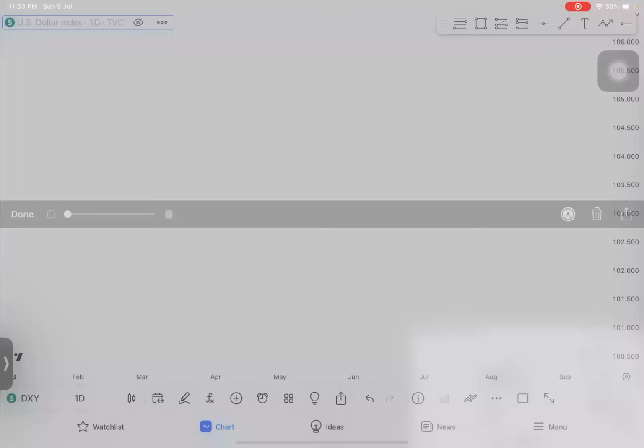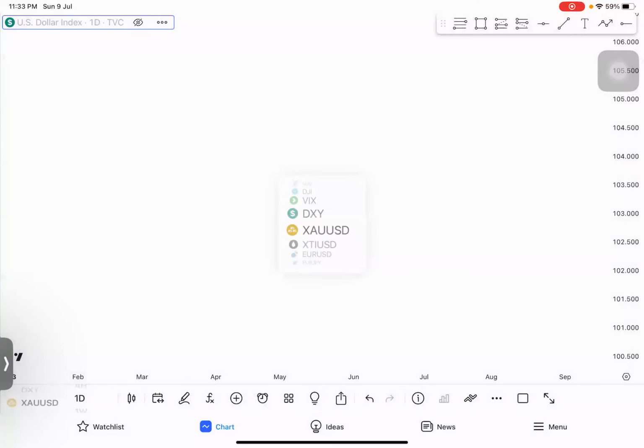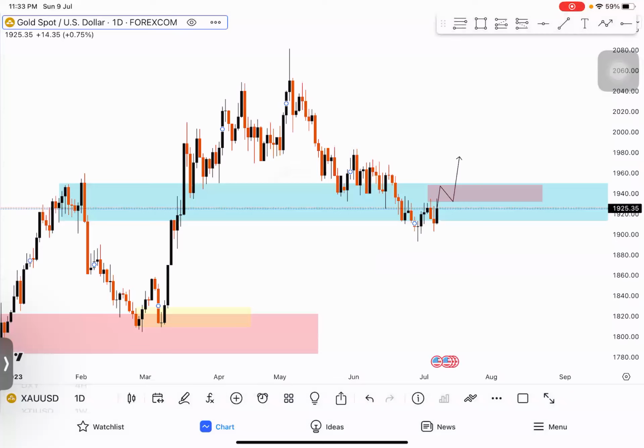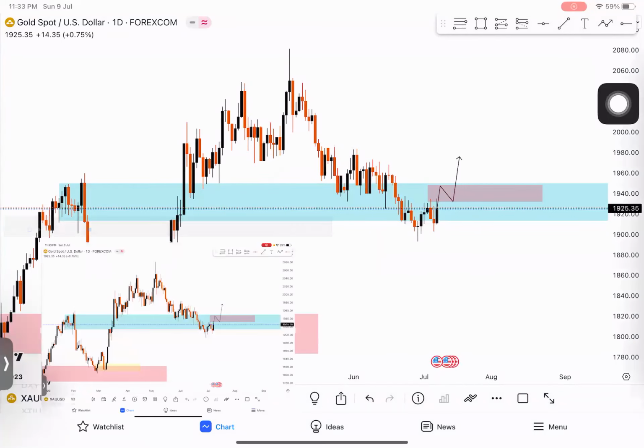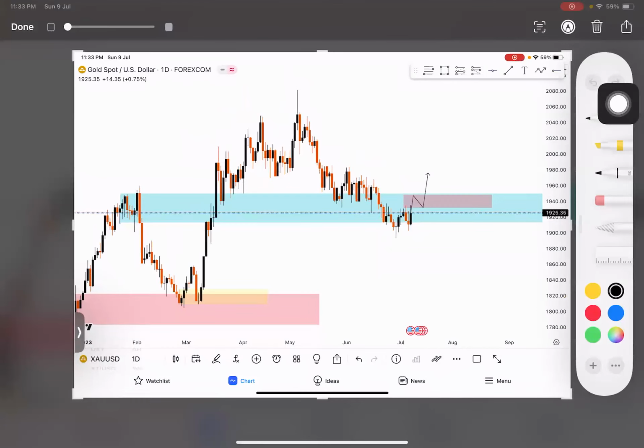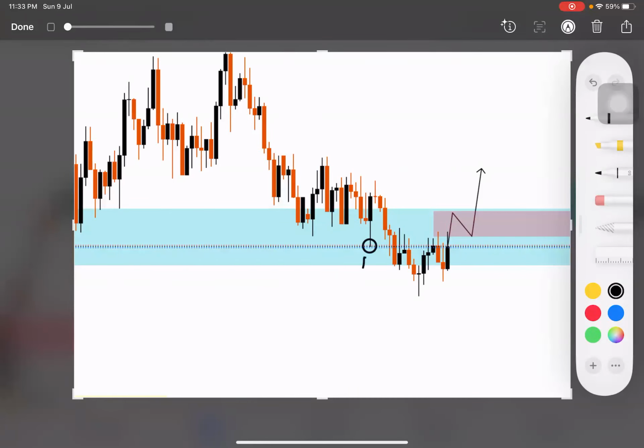Okay, for this example in gold, let me show you again. Right now it's on the weekly zone, but it is breaking. It's already broken. This one is the previous low. This is the previous lower low, and it broke this lower low and created another lower low. So this is not the reaction we are looking for to buy, right?